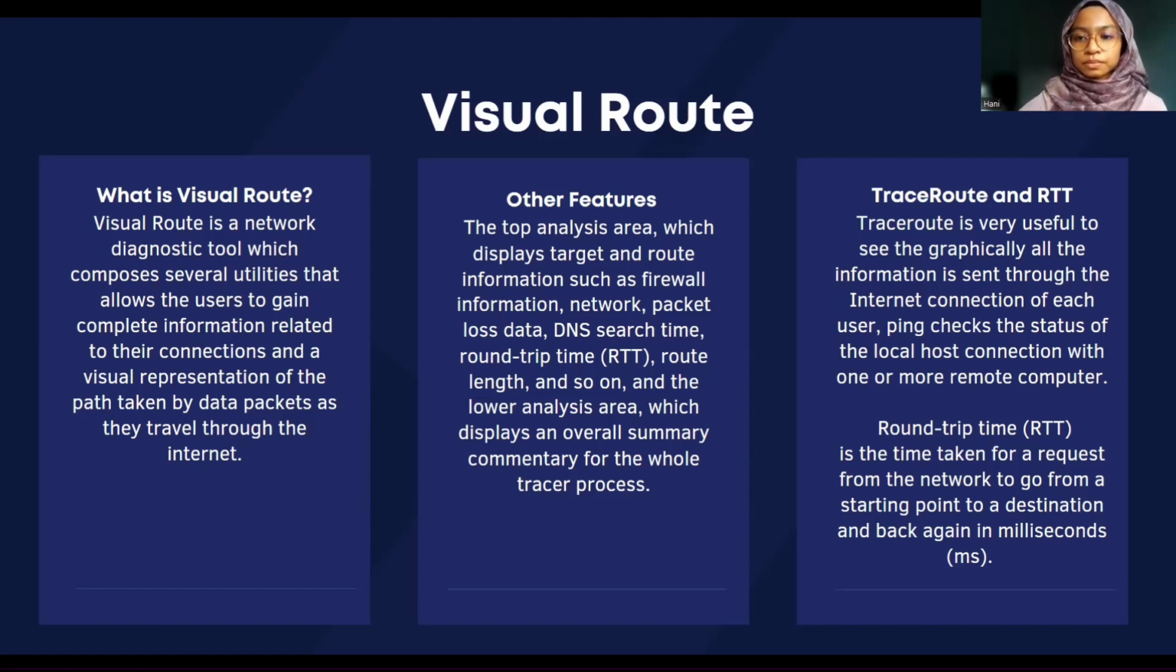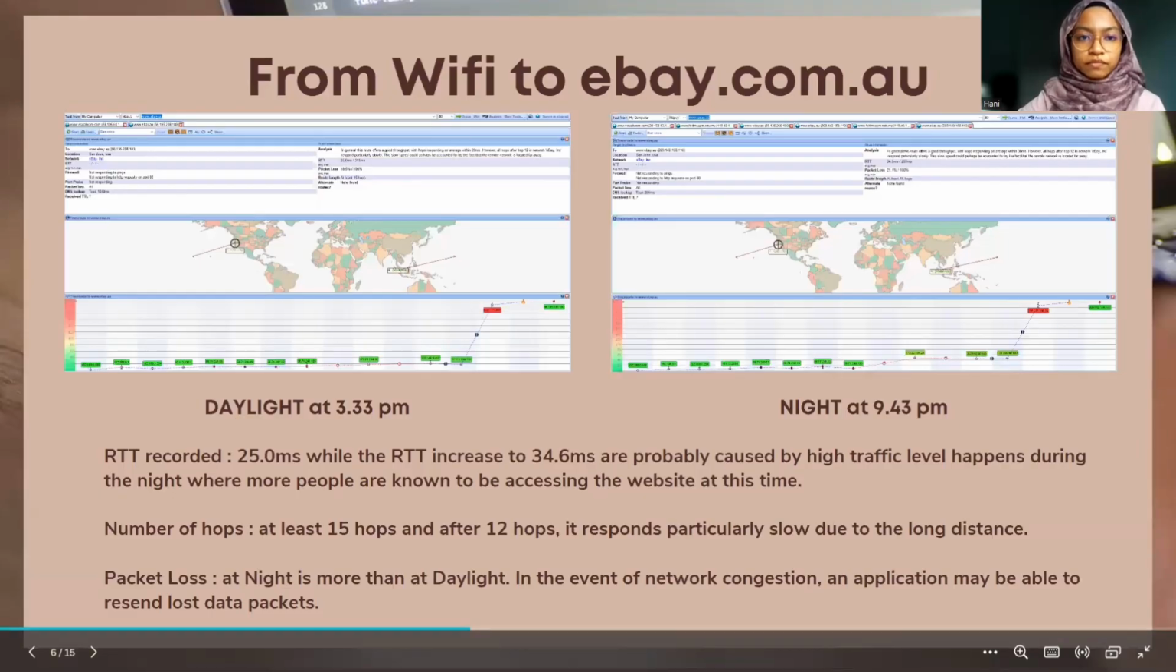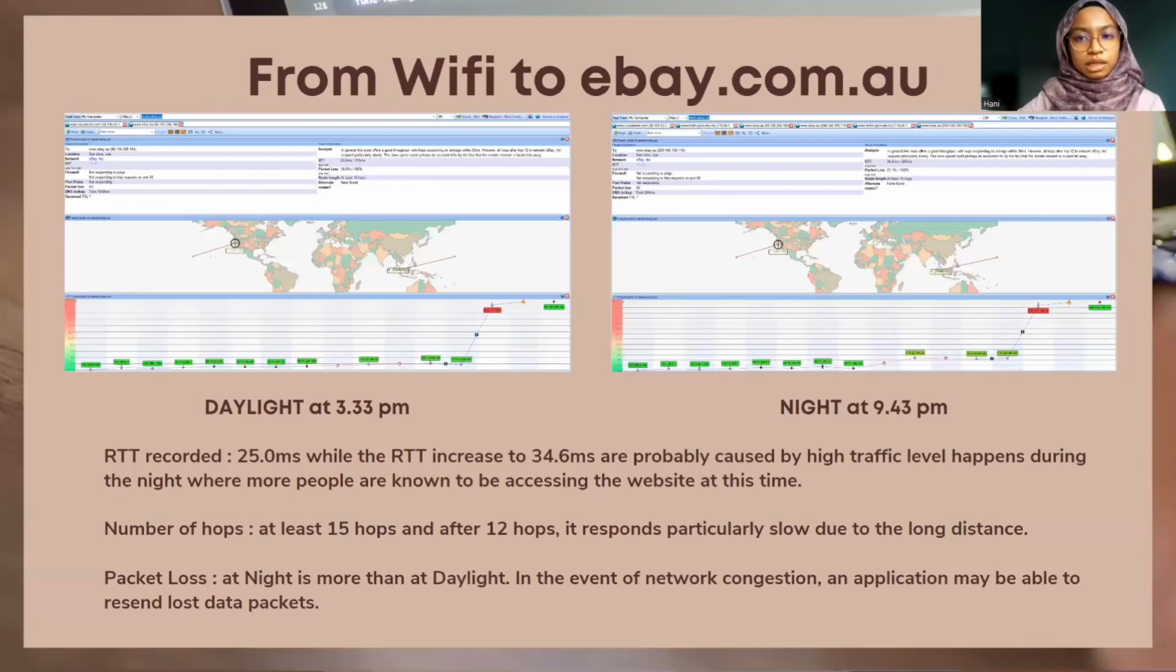Next, I'll show you the data gained from Wi-Fi to ebay.com.au. I recorded in daylight at 3:33 p.m. and at night at 9:43 p.m. The RTT recorded is 25 milliseconds, while the RTT increased to 34.6 milliseconds. This is probably caused by the high traffic level during the night, where more people are known to be accessing the website at this time.